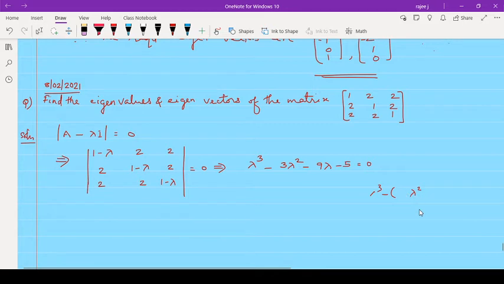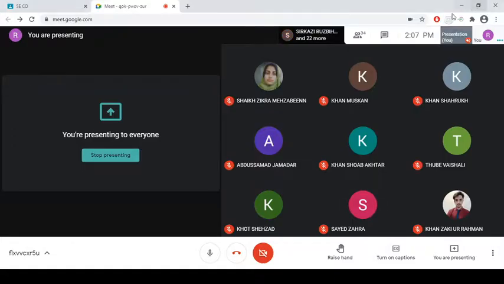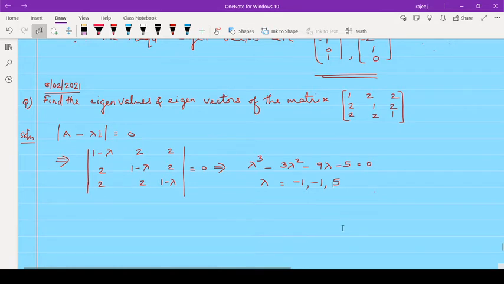So now get the values for lambda. Solve this equation and get the values for lambda. On solving this, you will get lambda equal to minus 1, minus 1, and 5. So I hope you are getting the answer. Wait for 2 minutes, just try that and get that answer.